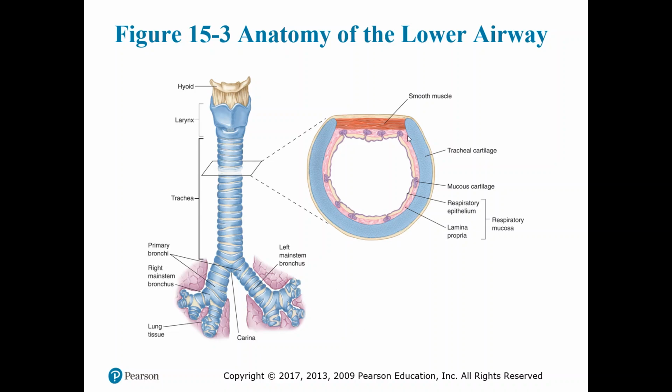And we mentioned the upper airway having a C-shaped cartilage with the smooth muscle to the back, the tracheal cartilage, the mucous cartilage, the respiratory epithelium, the lamina propria make up the respiratory mucosa.